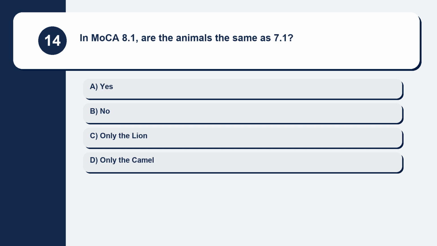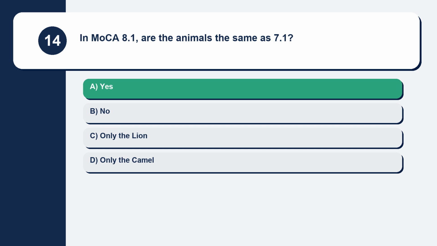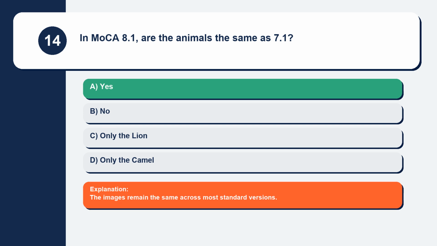Question 14. In MoCA 8.1, are the animals the same as 7.1? Yes. No. Only the lion. Only the camel. The images remain the same across most standard versions.